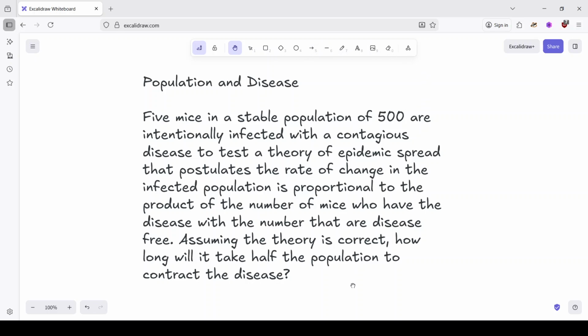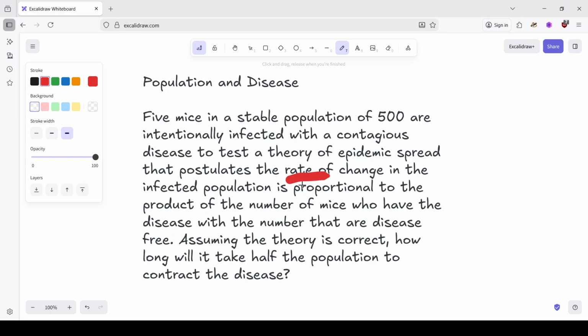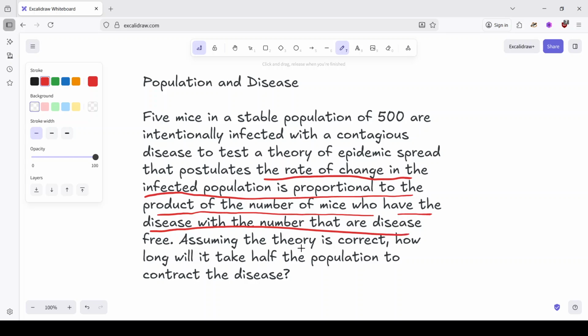Okay, so in this problem, we see that the keyword here is the rate of change. The rate of change in the infected population is proportional to the product of the number of mice who have the disease with the number that are disease free.